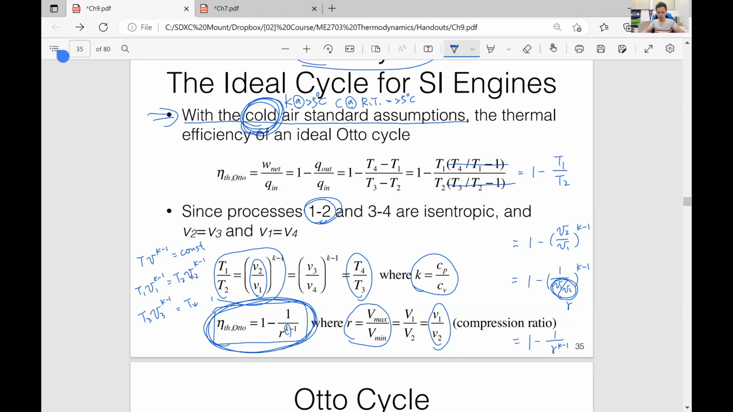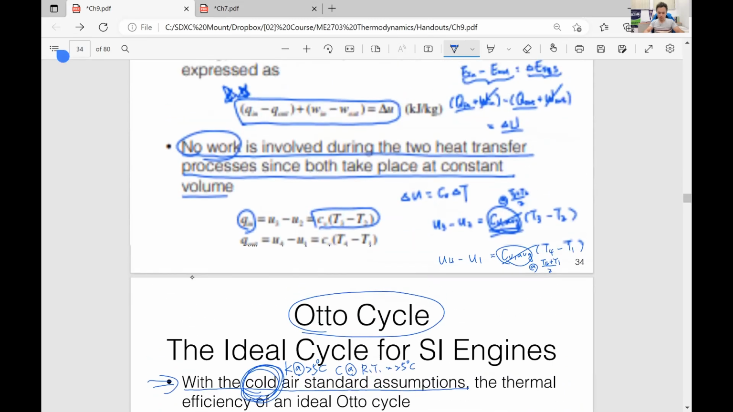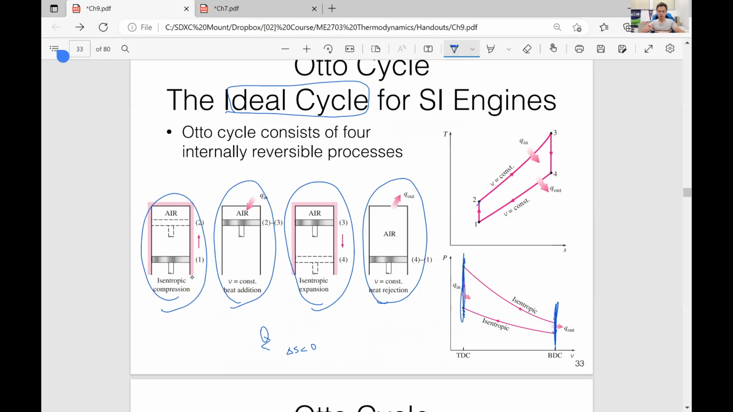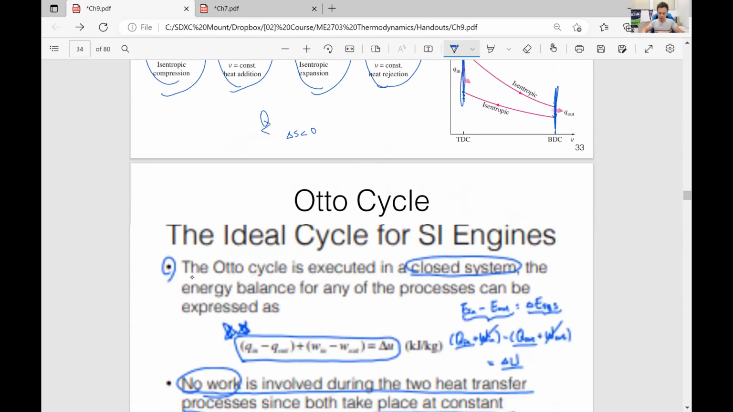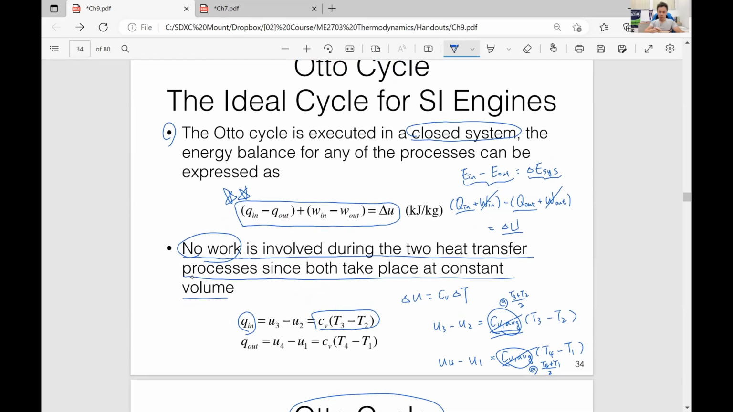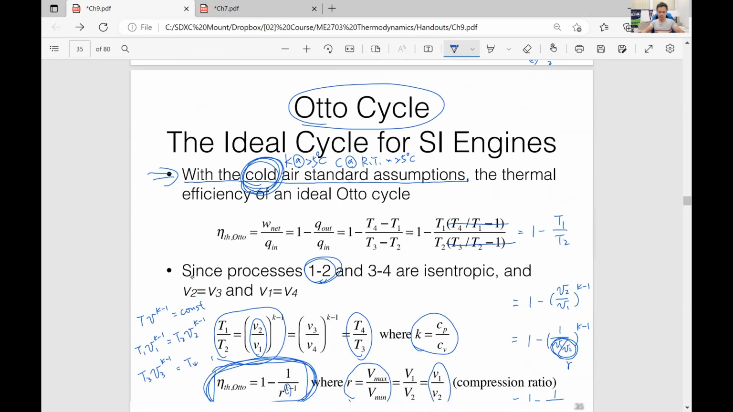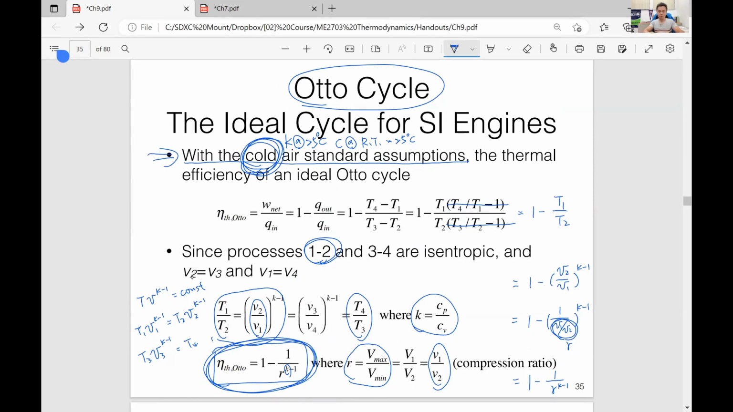Okay. All right. So this is a complete analysis of a cycle. You need to know what this cycle is and the TS diagram, the PV diagram. Then you need to know what is the heat addition, what is the heat rejection, then you need to analyze the thermal efficiency of that cycle. Okay, so this is for the Otto cycle. We will do exactly the same thing for the Diesel cycle and Brayton cycle. Okay, and we will see that later.